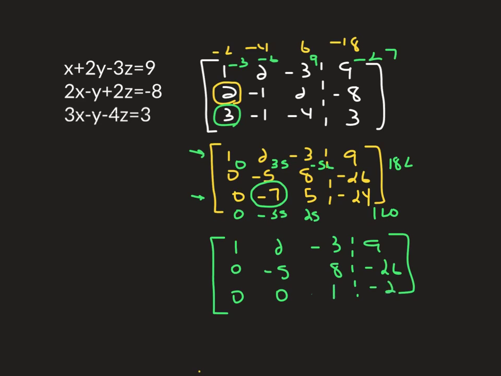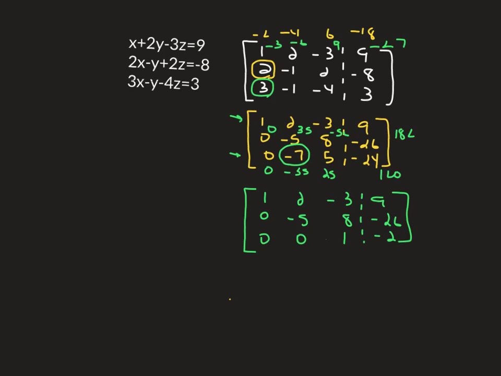So my bottom row right now, fixed. 0, 0, 1, -2, which is what I want, which I already know my z. My z value is -2. Now, I need to get rid of that 8. I'm going bottom up. I need to get rid of that 8.